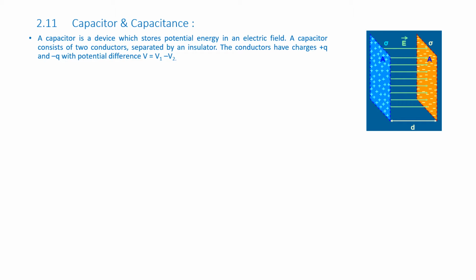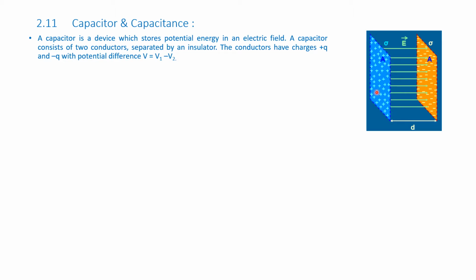There are two plates. On the left side, plate A of area A is charged with positive charges, that is plus Q or plus sigma. On the right hand side, you have another plate, which is yellow colored, and its charge density is also sigma. The distance between the two plates is D, as shown, and the area of the plate is A, length into breadth.